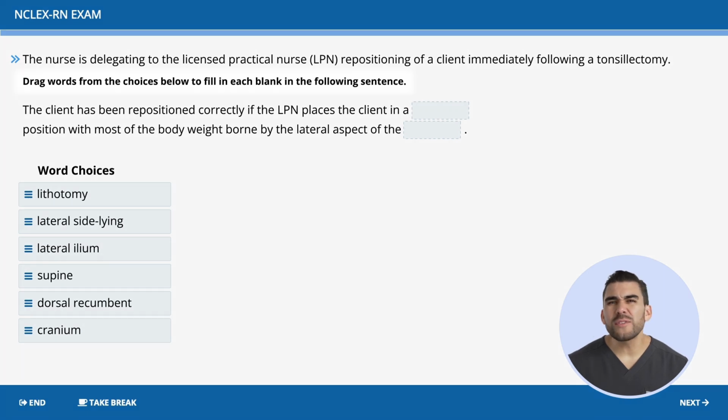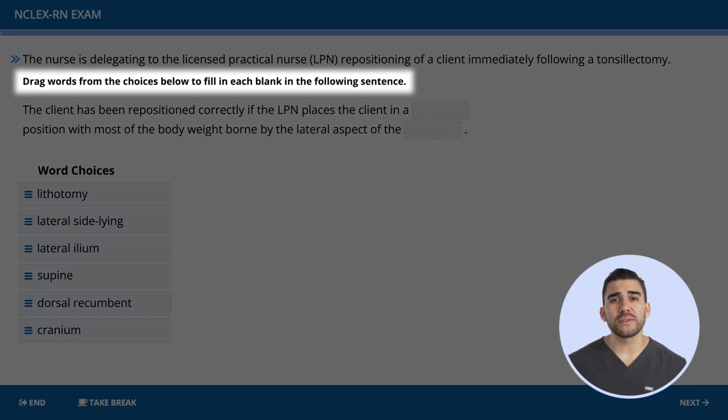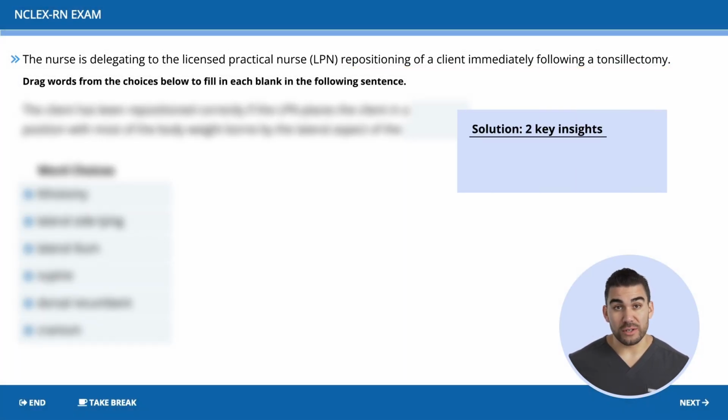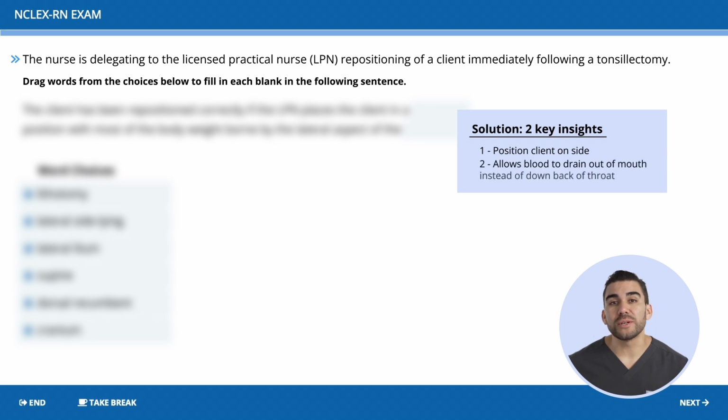In this question, we have to drag words from the choices below to fill in each blank in the following sentence. The problem is repositioning the client immediately following a tonsillectomy. So for the solution, before looking at the options, think about safety. What do you know about a tonsillectomy? Well, remember, tonsillectomy is in the back of the throat, so we have to protect the airway. So number 1, position the client onto their side. And number 2, allow blood to drain out of the mouth instead of down the back of the throat.